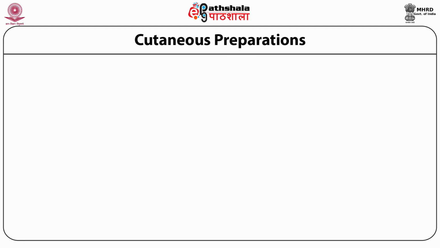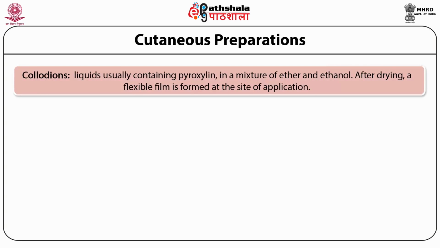Cutaneous preparations under monophasic liquids. In this category, four major types of dosage forms are included, that do include collodions, liniments, lotions, and topical solutions and tinctures. Collodions are liquids usually containing pyroxylin in a mixture of ethanol and ether. After application and drying, a flexible film is generated at the site of application.